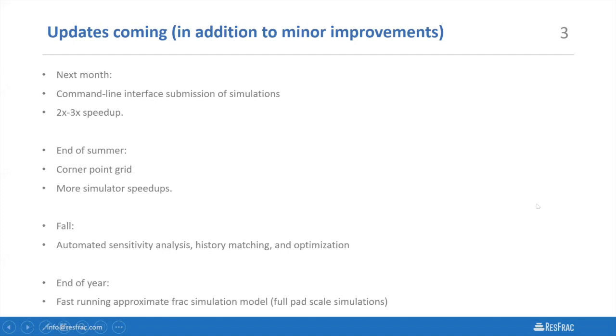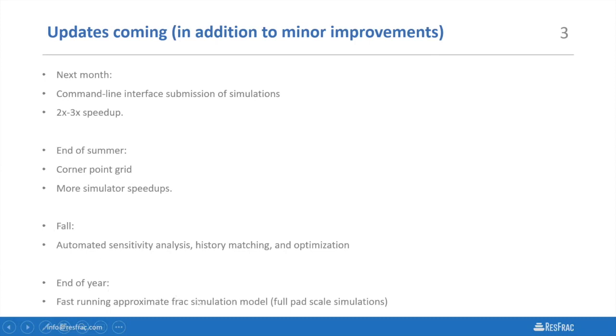And then looking a little further out, approximately the fall, we'll be coming out with automated sensitivity analysis, history matching, and optimization. So we've got Charles, Kang, and Soma working on all of the cloud backend and the algorithm side of that, as well as several really good user interface people who are building the user interface integration. So we're trying to make it really easy to set up, for example, a history matching algorithm inside of our user interface.